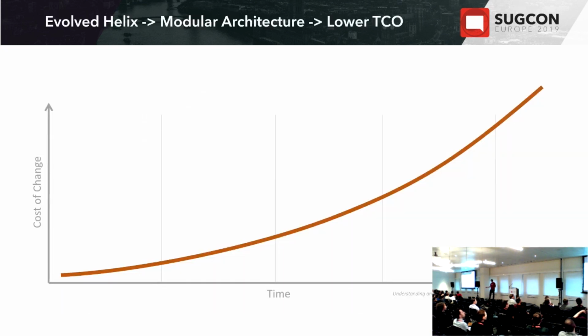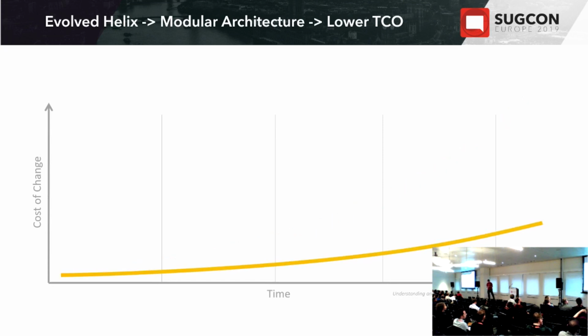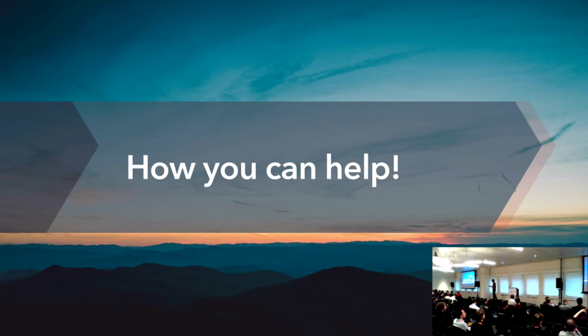So again, coming back to our goals: evolved Helix, better use of modular architecture, and based on better reference examples and more accessible training, increasing the value for Sitecore customers, because that's what it's all about. So you might be saying to yourself, this is a lot of work, Nick, how can I help? And I would say, thank you for asking.